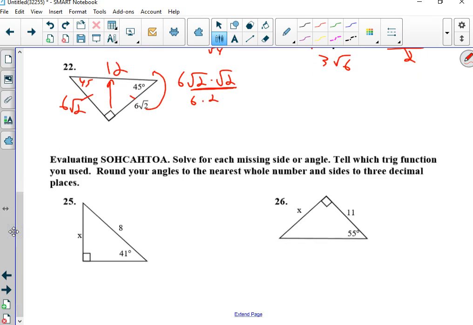Okay, SOHCAHTOA. Remember what this means. Sine is opposite over hypotenuse. Cosine is adjacent over hypotenuse. Tangent is opposite over adjacent.